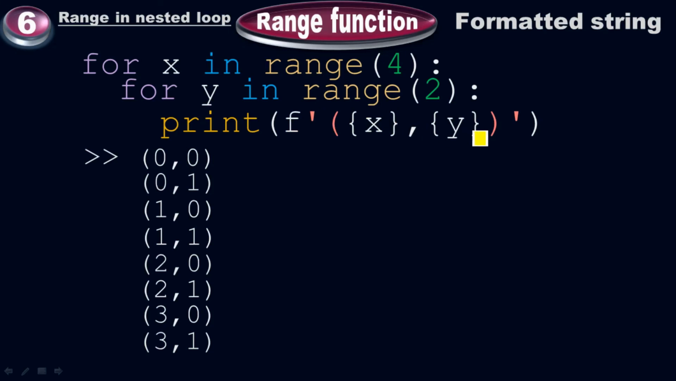y inside the curly brackets. Don't forget, when you use the formatted string, you have to put curly brackets around x and y with a comma. So when you run it, you will get exactly the same output inside the parentheses. So this parenthesis is because of this parenthesis. That's how we can get the same output with the formatted string.